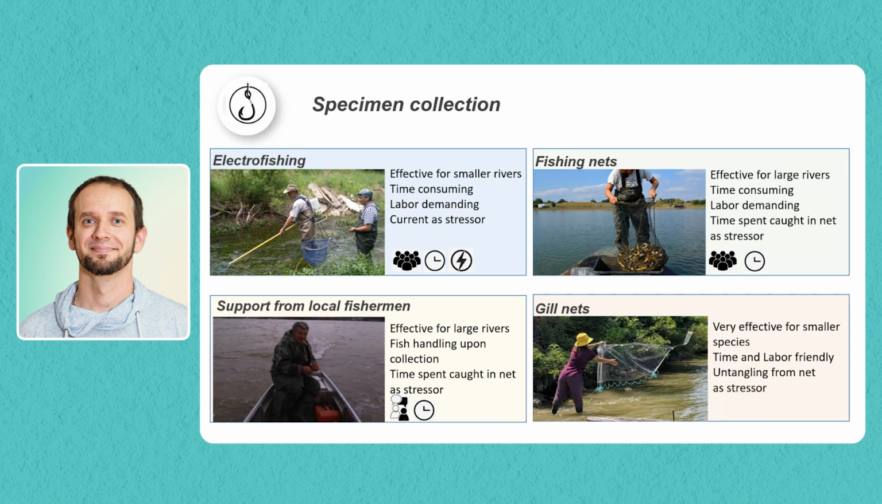They are very effective for smaller species. I already mentioned freshwater bleak. When you're dealing with these species, you can be only a biologist to recognize it, it is a very characteristic fish species, and it is time and labor friendly. They're usually caught in this net in less than half an hour when you set them up. And an additional stressor is untangling from the net because they are gill nets and they're quite often stuck in these nets.